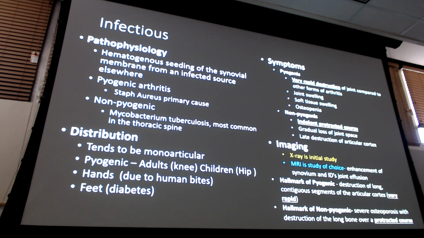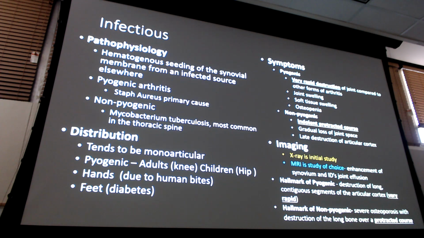All right. So we talked about that already. Pyogenic is very rapid destruction of the joint compared to other forms of arthritis. All the other arthritis take time, right? And they're not something that happens like overnight. These things happen pretty quickly, and we'll see what that looks like. The non-pyogenic is usually longer, fits with the other arthritises.